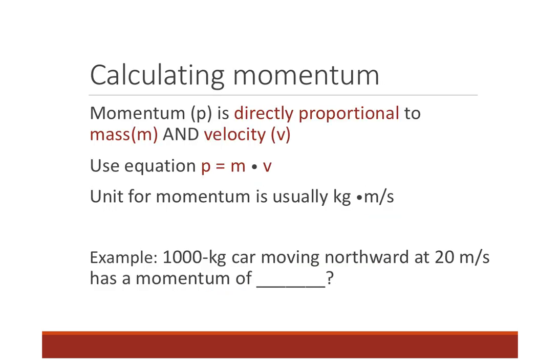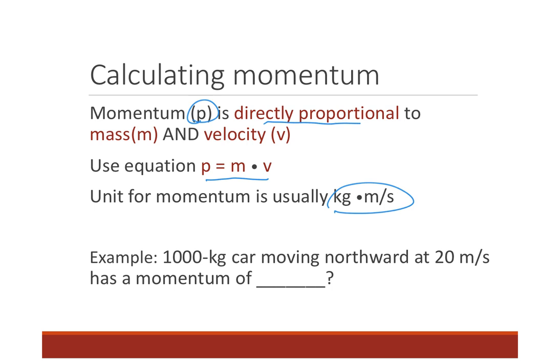Because momentum is related to mass and velocity, and in fact, it's directly proportional to mass and velocity. As you increase mass, you increase momentum. As you increase velocity, you increase momentum. We can set this up in an equation using the letter P for momentum, saying that momentum is equal to mass times velocity. And since mass is usually given in the units of kilograms and velocity often in meters per second, not always, but often, then we end up with this unit for momentum as being kilograms times meters per second, or it's usually just said kilogram meter per second.